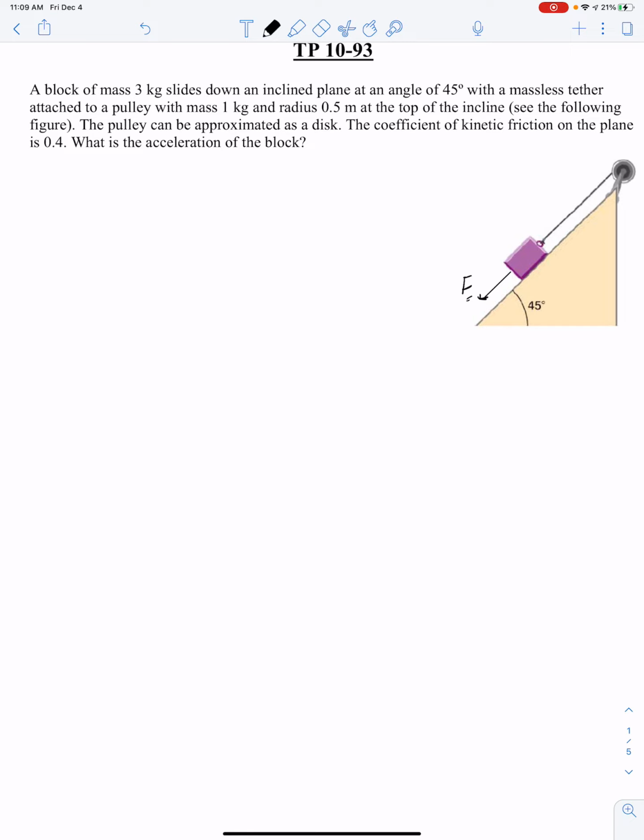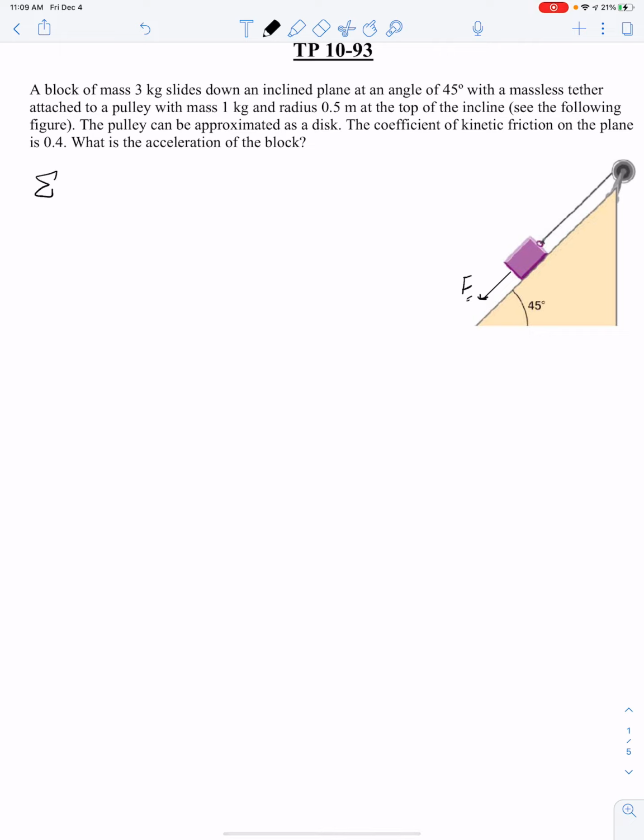And it has an angle of 45 and has a pulley with a mass of 1 kilogram and a radius of 0.5 meters. Whenever you see a radius and a mass, it means that the pulley has inertia, and because it has inertia, we also are considering torque. So let's start putting in the equations.